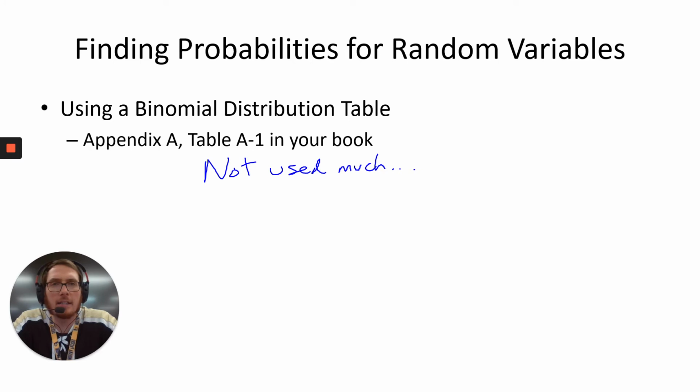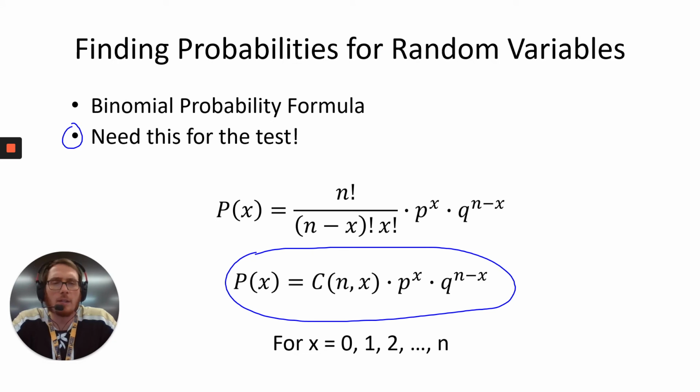The second one is a table in your textbook. It's Appendix A, Table A1 in your book. It's not used very often because it has to have specific P and Q values to be successful. You might see some questions say use the table to find the answer. You could use the table. You could also use this formula. So either way would be okay.